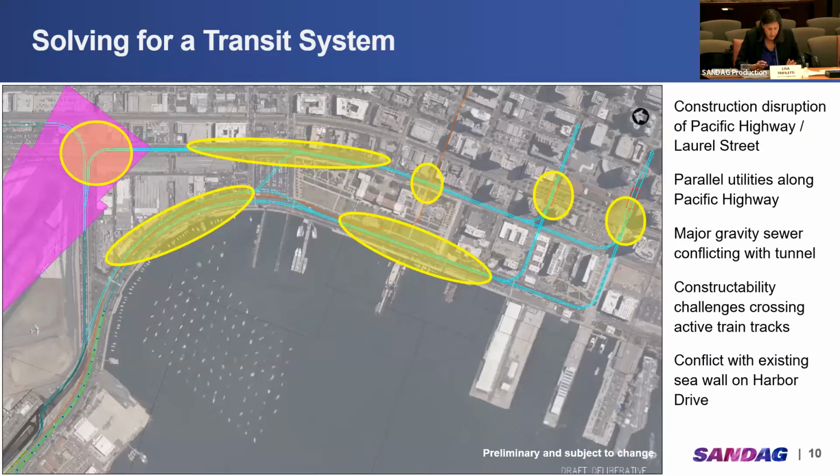And we recognize that, again, whatever the mode is, we have to solve these critical challenges, whether they're utility conflicts, soils issues, seawalls, constructability, crossing active trains. We've looked at the implications about staying along Harbor Drive. And while the FAA, if you can see that area shaded in pink, has required us to be trenched when you get around the end of the runway in a runway protection zone, we're looking at the feasibility of staying below grade in a trench and being able to stay underground as long as possible.